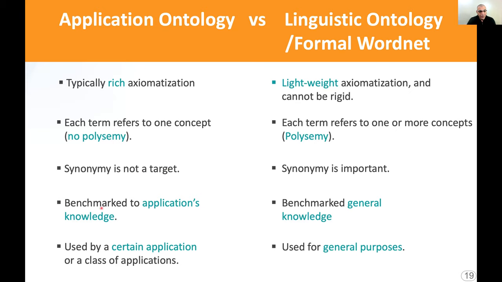And more importantly is how knowledge is benchmarked. For application ontologies, the knowledge is benchmarked to applications knowledge, because when we build an application ontology, we have a certain application that will use it, or a class of applications. While when we build linguistic ontologies and WordNets, this should be benchmarked to general knowledge, because we don't have application requirements at hand to think about when we build them. So they are for general purpose.